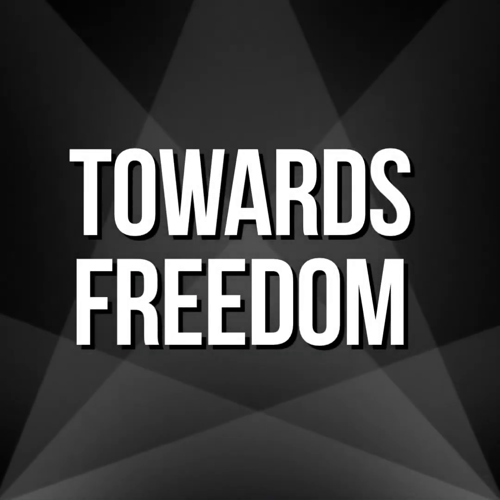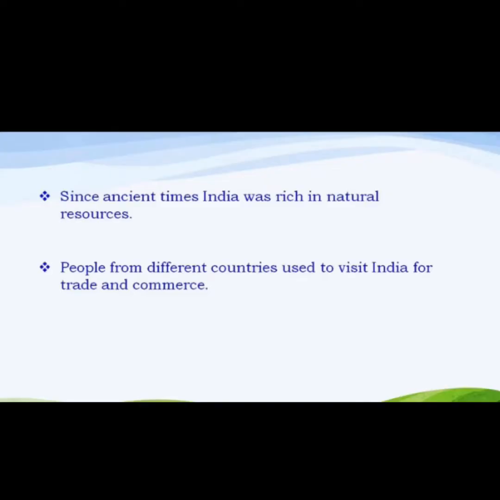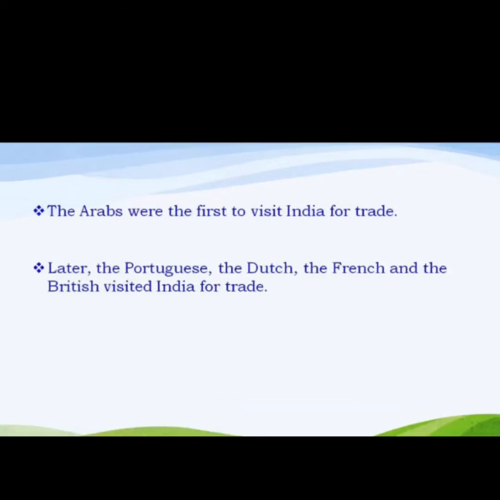Chapter: Towards Freedom. Since very ancient times, India was rich in natural resources. That's why people from different countries used to visit India for trade and commerce. The Arabs were the first to visit India for trade. Later, the Portuguese, the Dutch, the French, and the British visited India for trade.